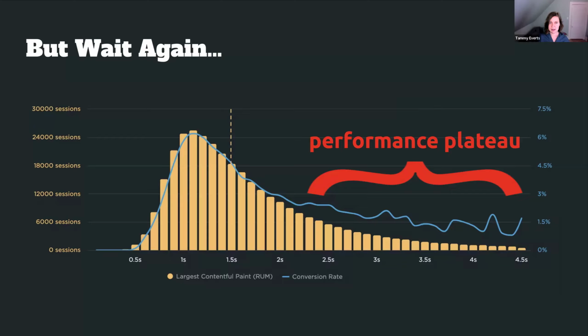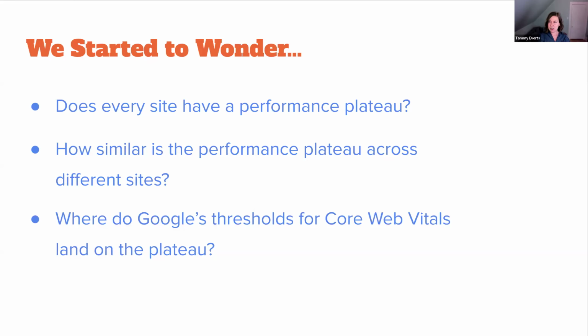Once we noticed this trend, and I'm using the royal we, of course, I started to wonder, and I got other people to start to wonder, does every site have a performance plateau? Does the performance plateau look more or less the same across different sites? And where do Google's thresholds for Core Web Vitals land on the plateau? Does this vary across different websites?